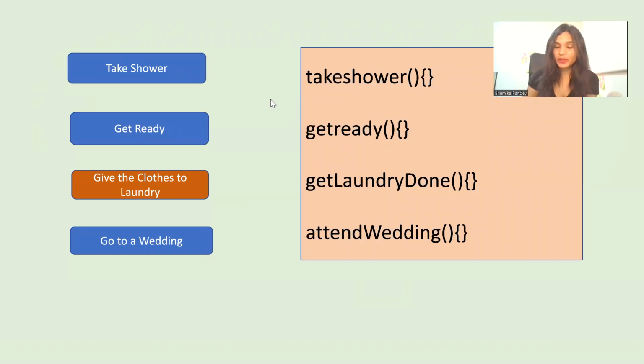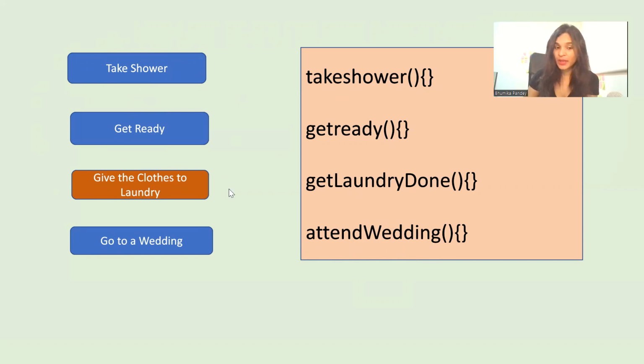So in terms of Salesforce, how will you talk about these tasks? This would be nothing but methods. So the first method would be take shower, the second would be get ready, third would be get laundry done, and then the fourth one would be attend wedding. Now the biggest question is that when we were talking in layman language, we knew that this is something that we have to push into the asynchronous process, right? Because this was something that we didn't want to put in the sequence. This was just taking a lot of time, right?